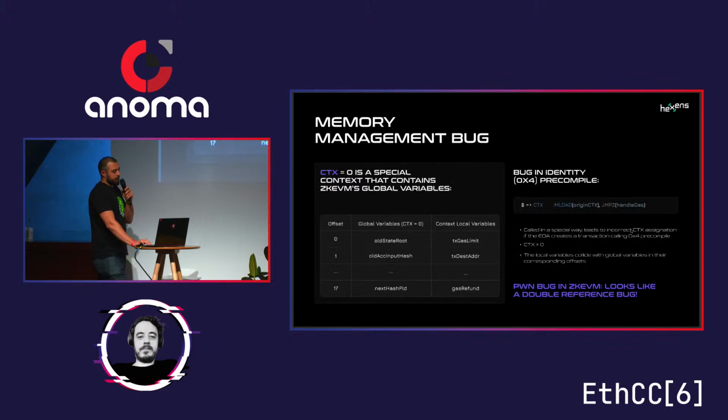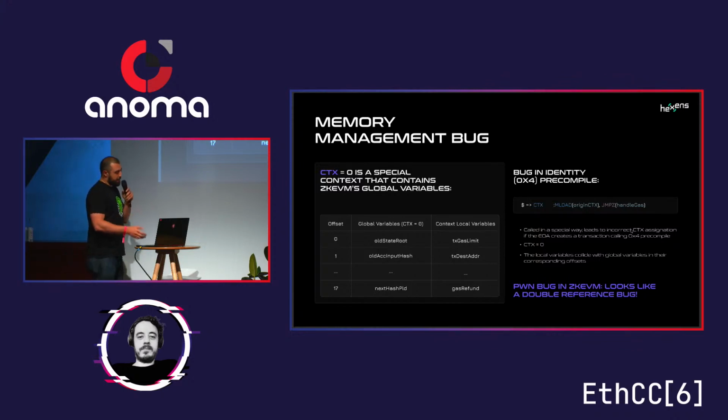But eventually we managed to find a bug in the identity precompile implementation, where through a specifically crafted transaction, when you call this precompile, you can actually corrupt the CTX to get the value 0. And the most interesting part here is that CTX with value 0 is a special context. You cannot get CTX 0 if you're executing transactions or making calls.